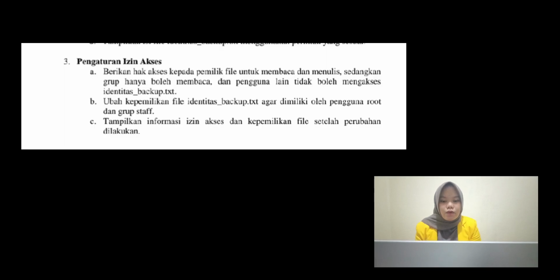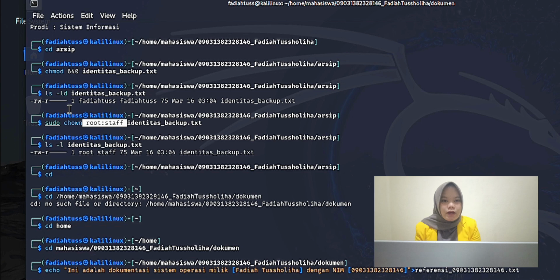Next, at point B, we are asked to change the ownership of the file identitas_backup.txt to be owned by root and staff group. To do this, we can run the following command. The sudo command is used to run command with superuser or root privilege. The chown command is used to change the ownership of the file or directory. The root:staff indicates that the file owner will be changed to root and the owner group to staff.